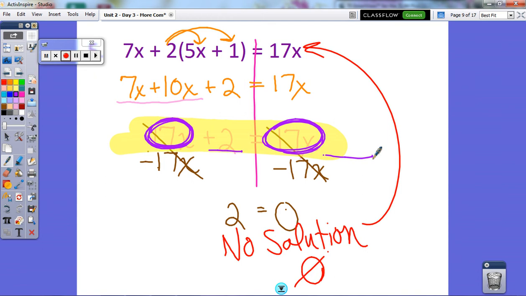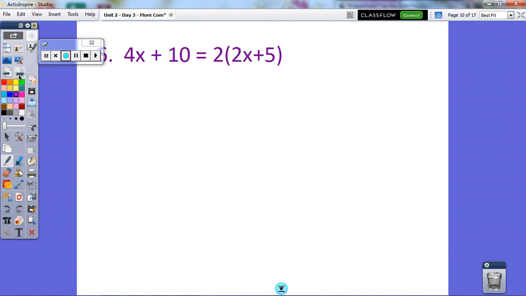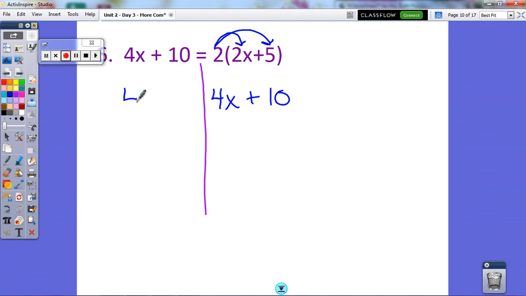Okay, so let's look at the next problem. 4x plus 10 equals 2 times 2x plus 5. Okay? Copy it down. I'm going to take my equal sign and get my two sides. First step. Yeah, you got to distribute. So 2 times 2x is 4x, and 2 times 5, yeah, that's a 10. And I'm going to bring my other side straight down.